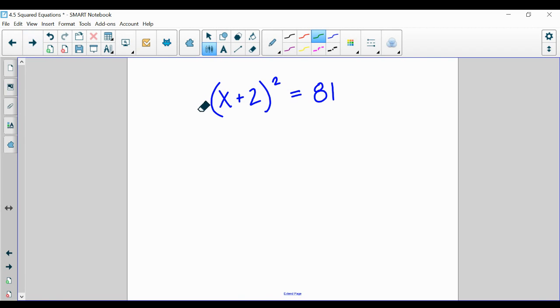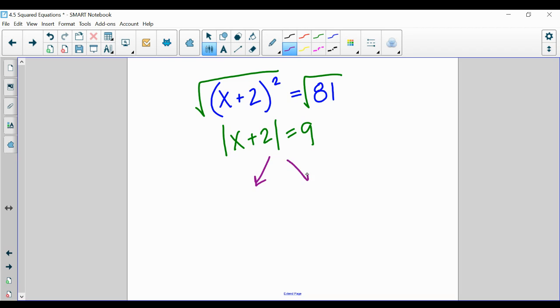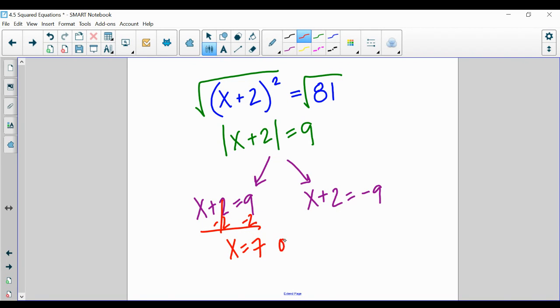So now we're getting a little fancier. Now I have a larger thing to take the square root of. I take the square root of the entire thing, which means the entire thing goes inside my absolute value symbol. The square root of 81 is 9. And so now I'm thinking about two equations, right? Just like you made in Mrs. Bixler's video. So x plus 2 equals 9, or x plus 2 equals negative 9. So I would subtract 2 on both sides. So one solution is going to be x equals 7, or my other solution is going to be x equals negative 11.